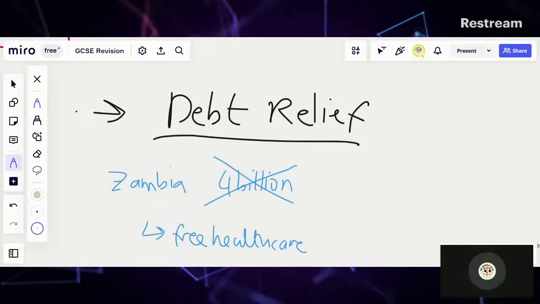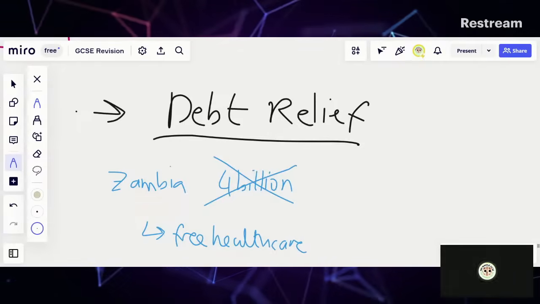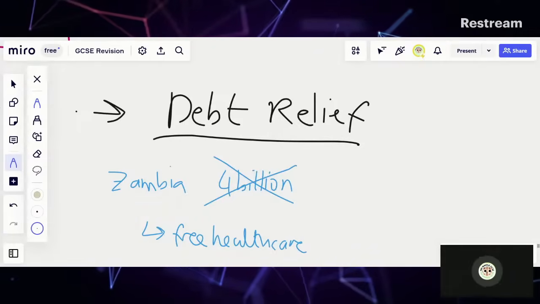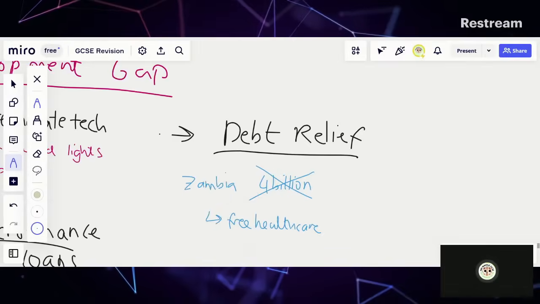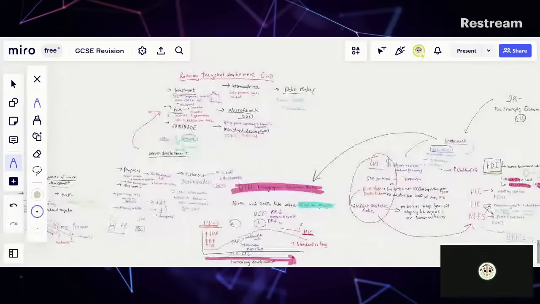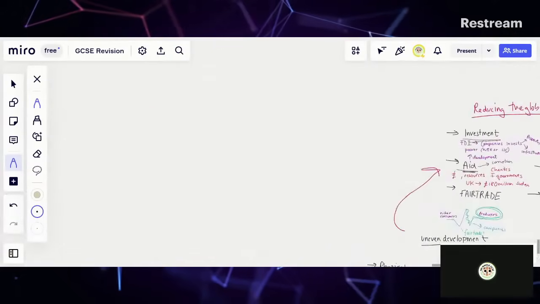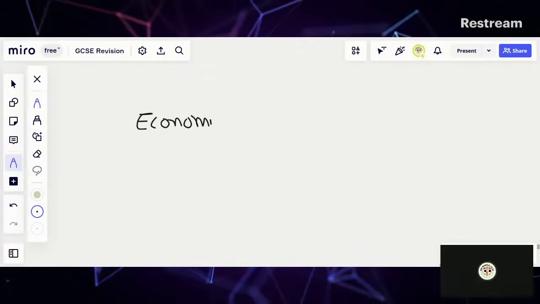Okay, we're now going to look at economic development in the UK, and then that will be the end of 2B topic. Well done for lasting this long, and feel free to ask any questions if you have any. Okay. So we're now looking at economic development in the UK.